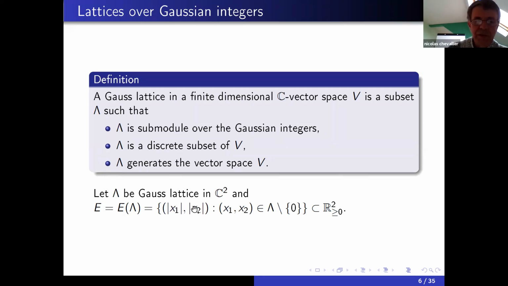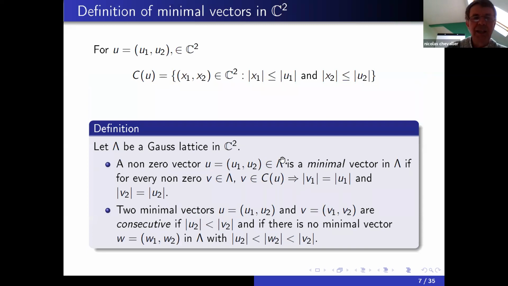We can also define directly what is a minimal vector in lambda. I do it in the next slide. We just need a notation. If you have a vector u in C2, you can define the cylinder Cu, which is just the set of points x in C2 such that the moduli of the coordinates of x are smaller than or equal to the moduli of the coordinates of u.